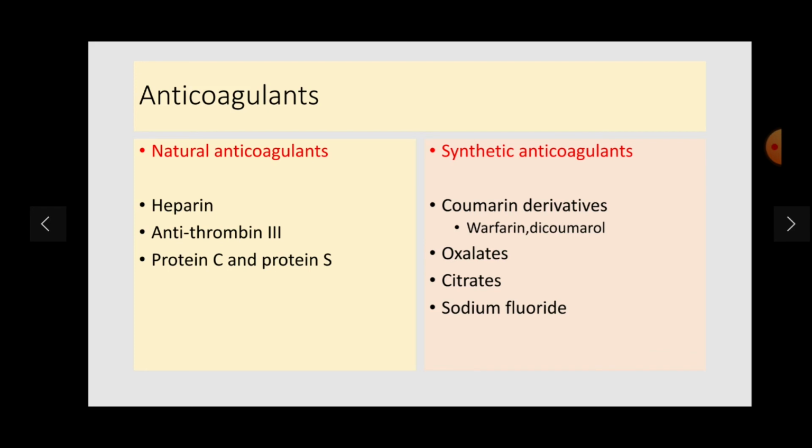Oxalate and citrate precipitate calcium below the threshold value required for coagulation. Sodium fluoride inhibits glycolysis, and along with oxalate, it is useful as a synthetic anticoagulant whenever we are collecting a blood sample for the measurement of blood glucose.